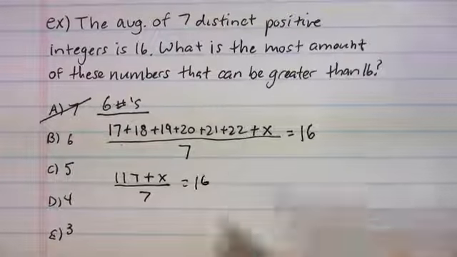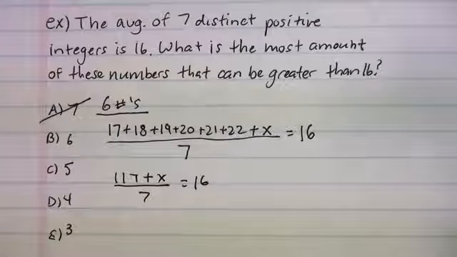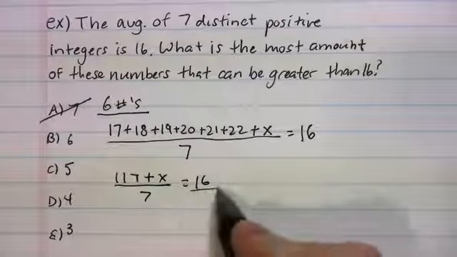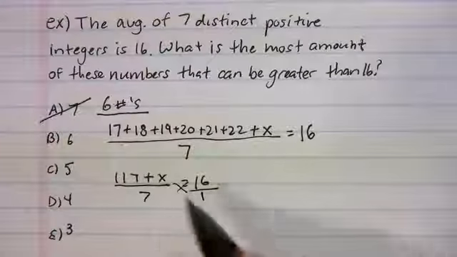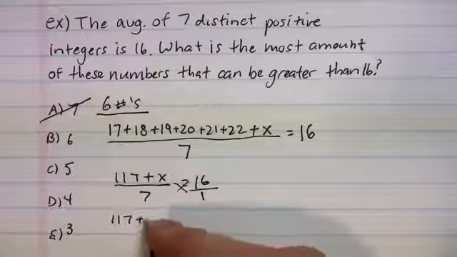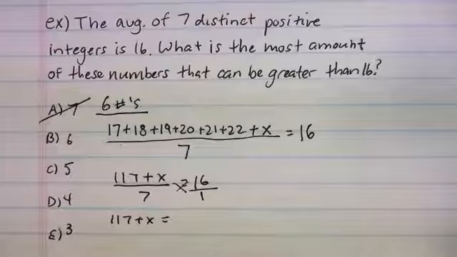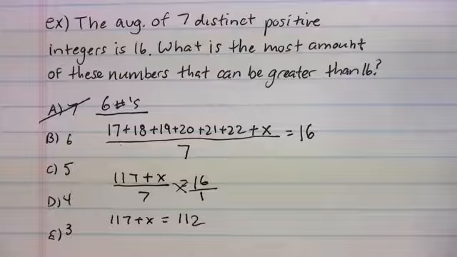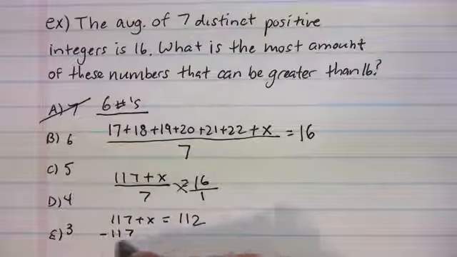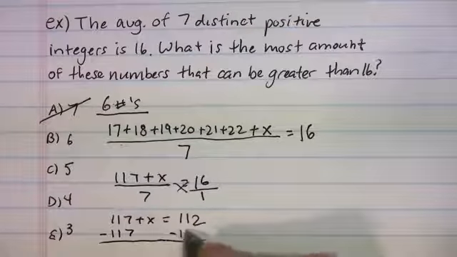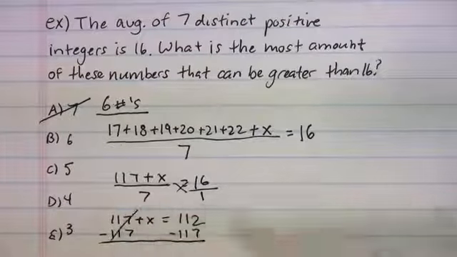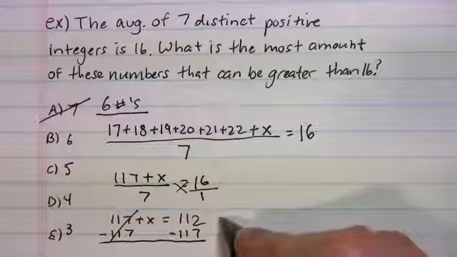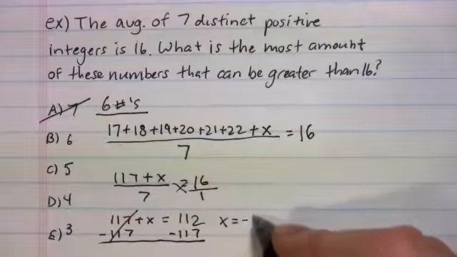equals 16. 16 times 7 gives us 112. So I'm just cross multiplying there, right? Cross multiply. So 117 plus x equals 7 times 16, which is 112. Sorry, I went a little fast there. I'll minus the 117. And we get, I'll just write this on the side just in case you can't see, x equals negative 5.